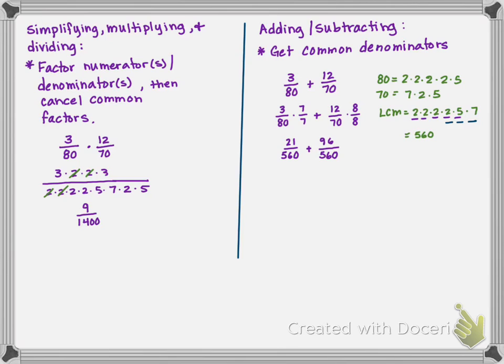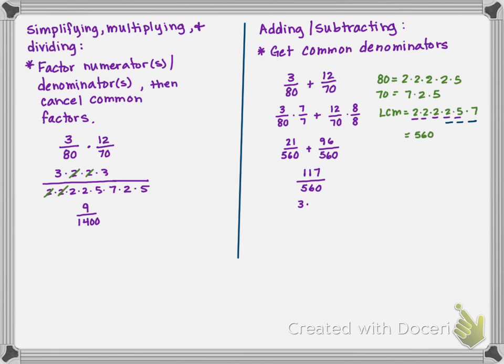So I have to multiply by the same thing on the top and the bottom, as opposed to the same thing on the left and right of an equation. So then when I add these, I get 117 over 560. And my next step would be to simplify that, but I'll do it, but it can't be simplified.